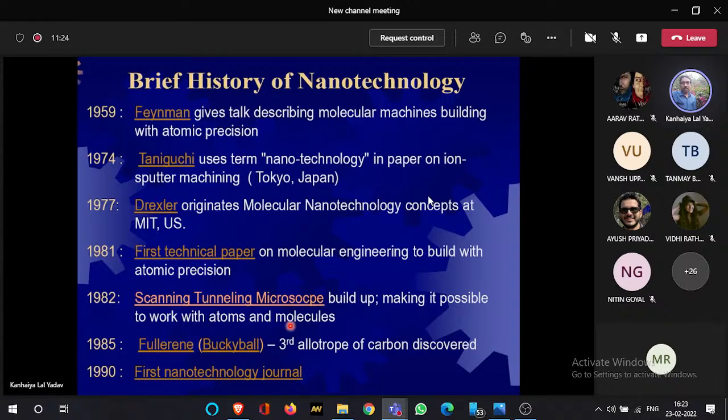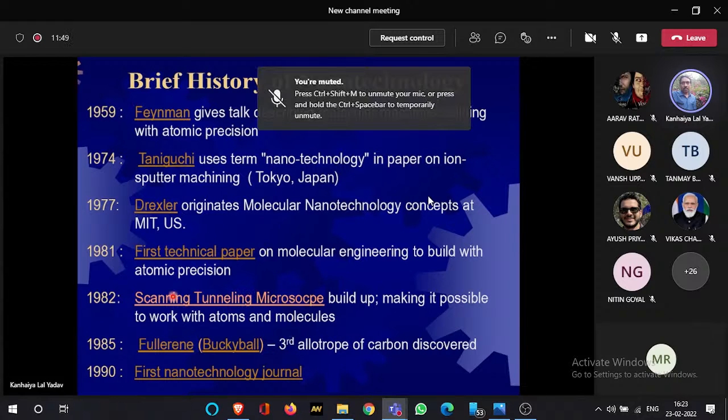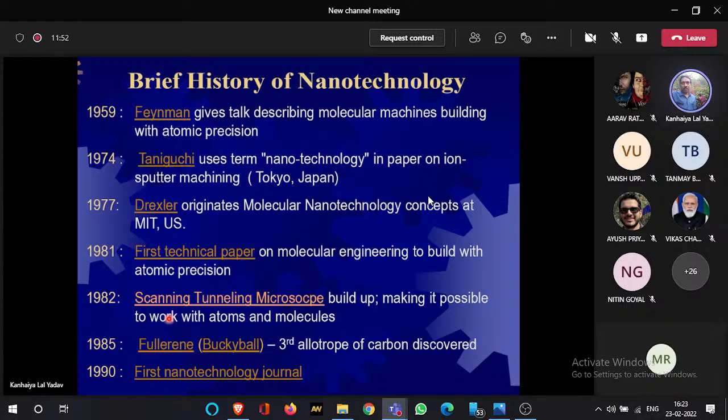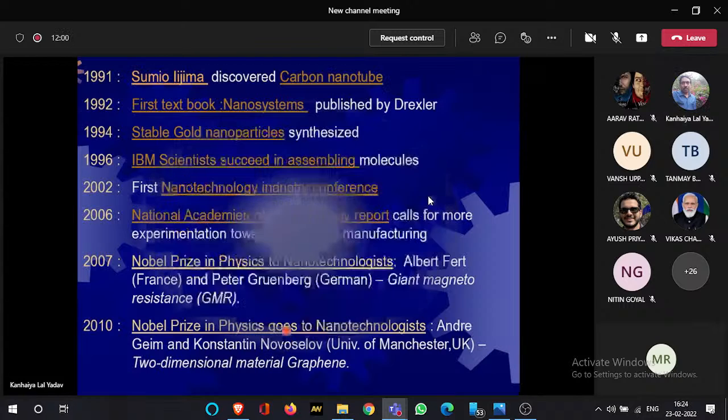So football, if you have seen how it is made of, how many? It has some hexagons and some pentagons. So how many hexagons and pentagons are there? If anybody can tell. So 20 hexagons and 12 pentagons. Yeah, it's correct. So if you want to make it, you have to have 20 hexagons and 12 pentagons. Out of that, you can make it. Otherwise, with only hexagons, you may not be able to complete that spherical shape. Okay, in 1990, first nanotechnology journal came up.